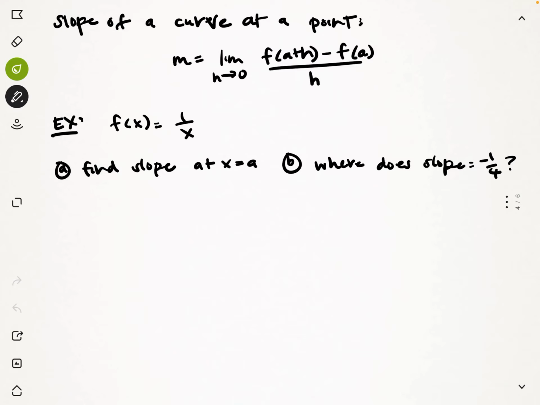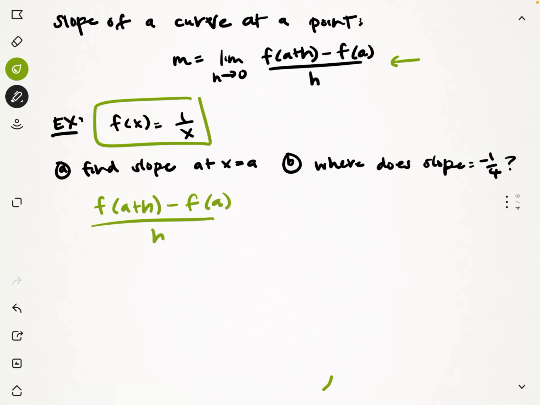Okay, next one. Let's find the slope of a curve at a point. And this time we're using a's and h's, but really we know that these a's can be x's. It's fine. So it's telling us to find the slope at x equals a for f of x equals 1 over x. So we can use this one, we can use the other one, either way. We're starting off with f of a plus h minus f of a over h. And we can't plug in h equals 0 because h in the denominator is going to be 0 and then it's going to break our math rules.